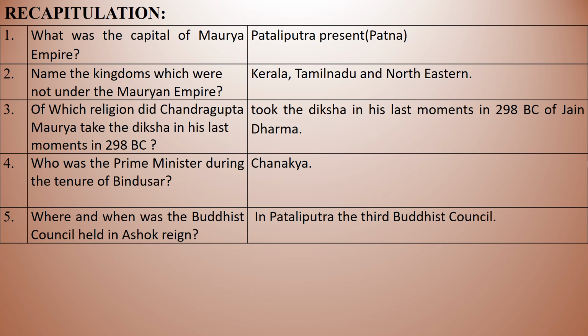The next question is, who was the Prime Minister during the tenure of Bindusara? The answer of which is Chanakya. And the last question is, where and when was the Buddhist council held in Ashoka's reign? The answer of which is in Pataliputra, the third Buddhist council.